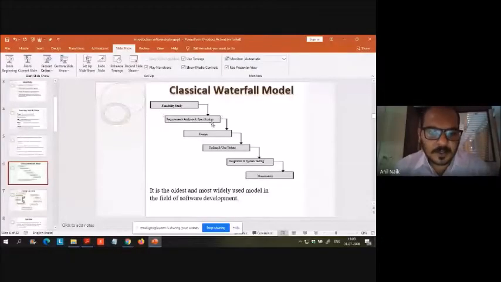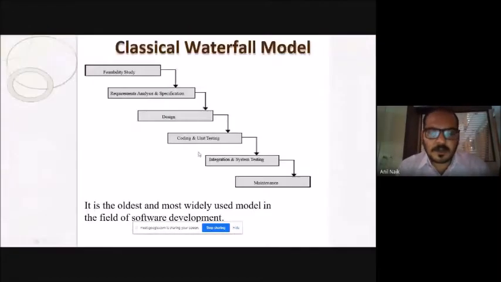So is this screen visible? Yes, guys. Anyone? The classic waterfall model. Is it visible? Anyone?